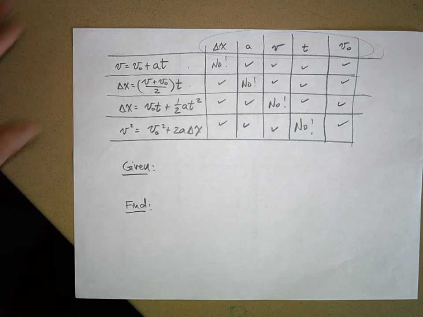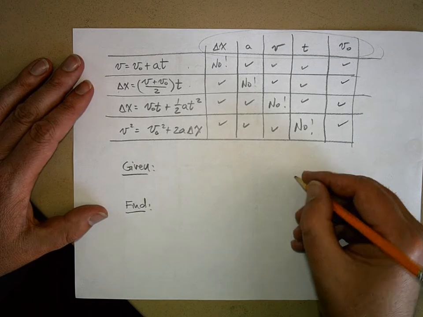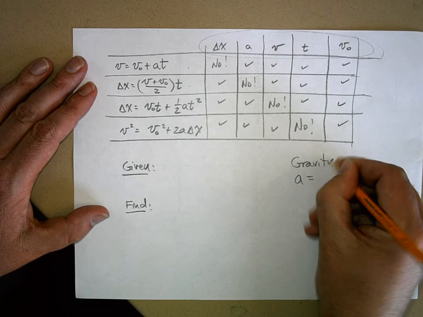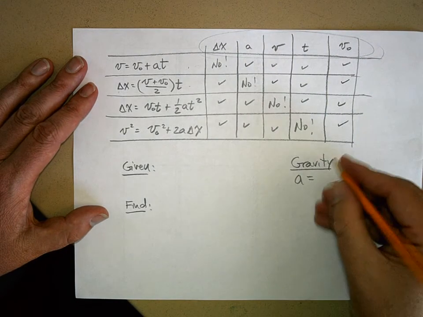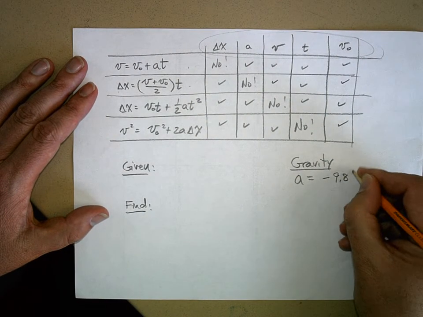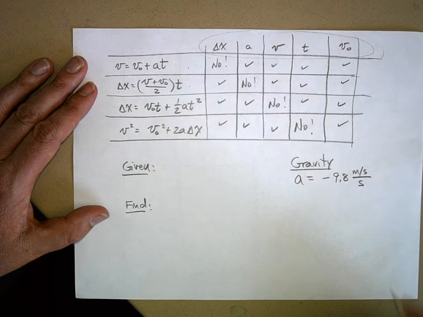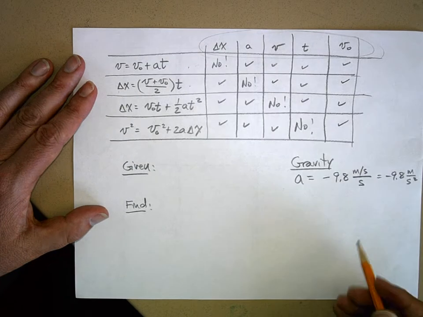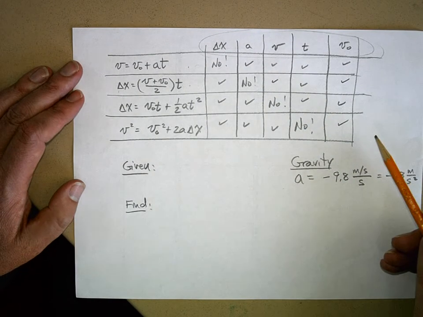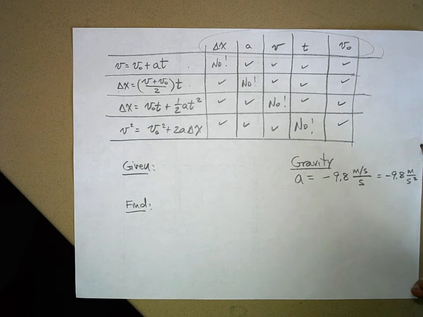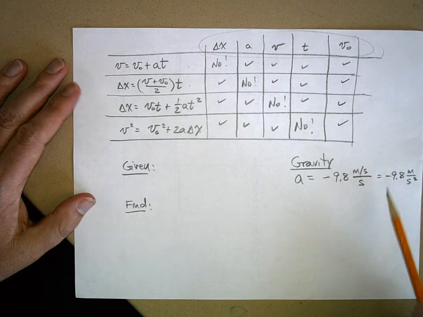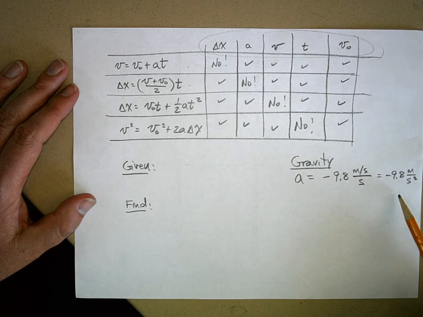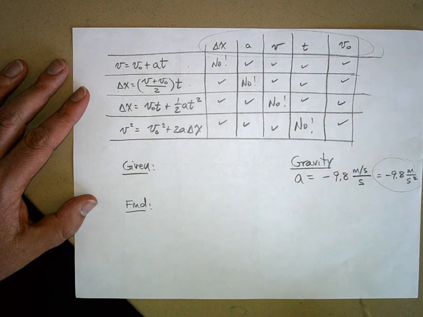it turns out that near the Earth's surface, gravity has an acceleration of negative 9.8 meters per second every second, or negative 9.8 meters per second squared. And so you just use these equations when it's a gravity problem, when you're throwing a rock off a cliff or something like that. You just use these equations to solve the problem, but you know what the acceleration is. It's negative 9.8 meters per second squared. That's it!